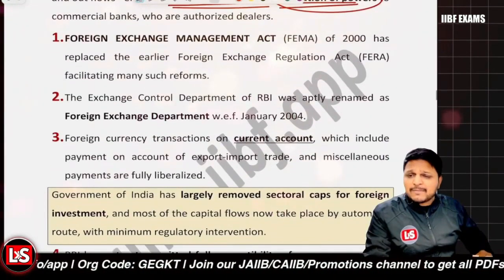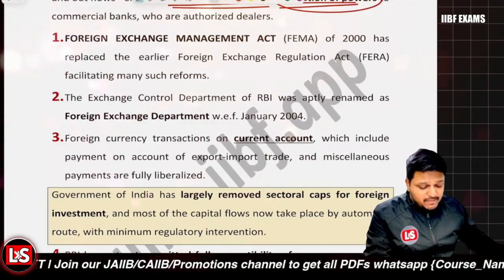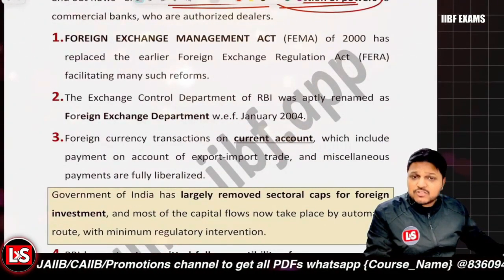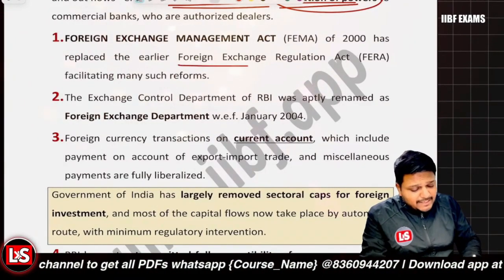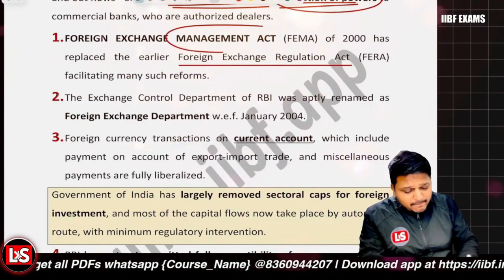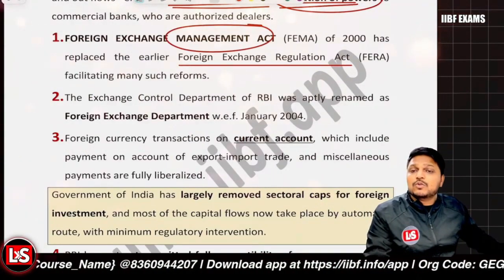So first of all, it's about FEMA. The first regulation is given by FEMA, that is FEMA 1999, the Foreign Exchange Management Act. Now it replaced FERA. Previously it was the Regulation Act, but now it is the Management Act, which came in 1999 and became operable from 2000.